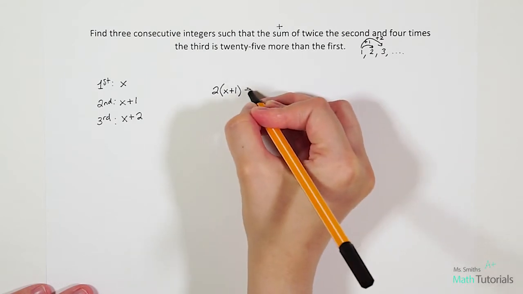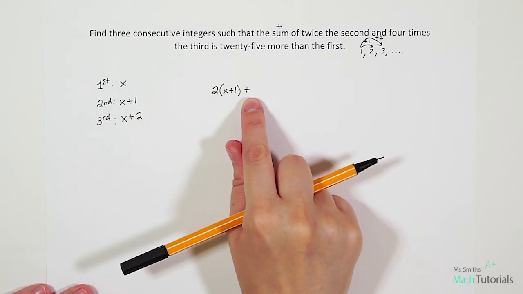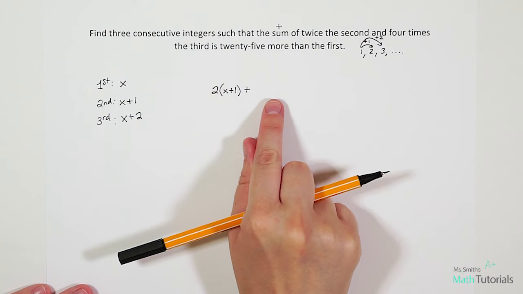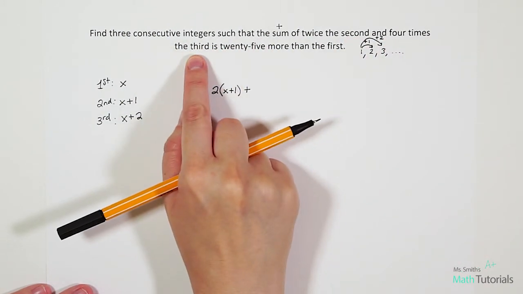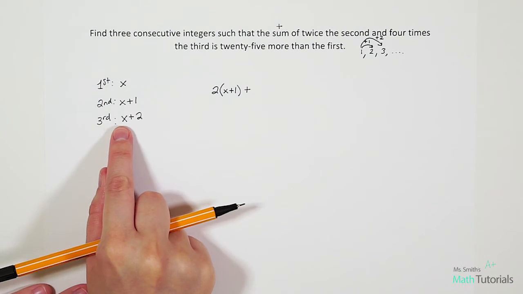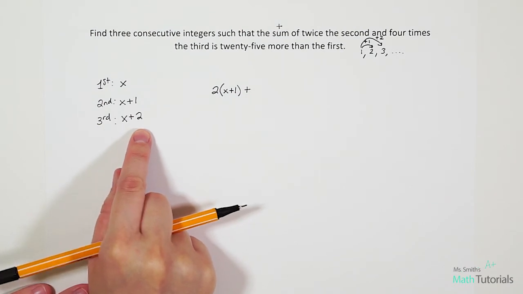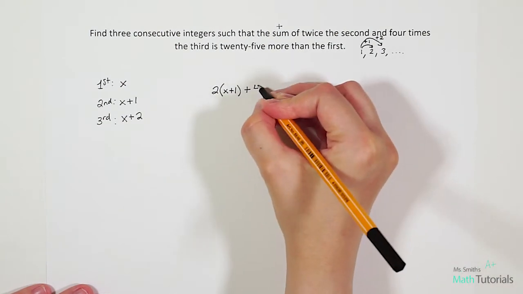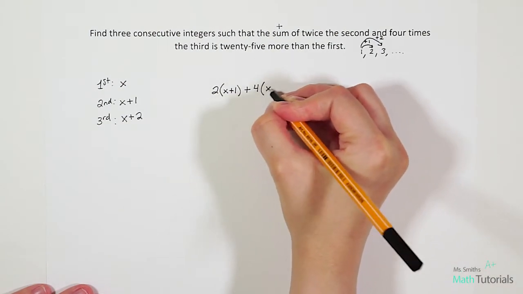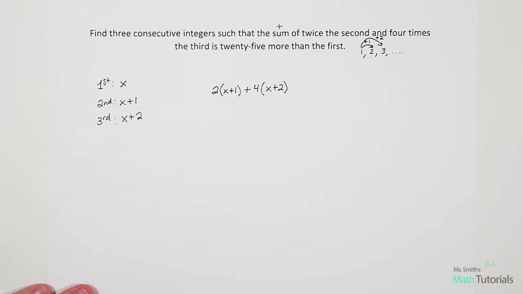The sum of twice the second. And what are we going to be adding to it? So the sum of twice the second and 4 times the third. So our third is x plus 2. So if we wanted to say 4 times the third, we would just say 4 times x plus 2. Again, parentheses are so important.